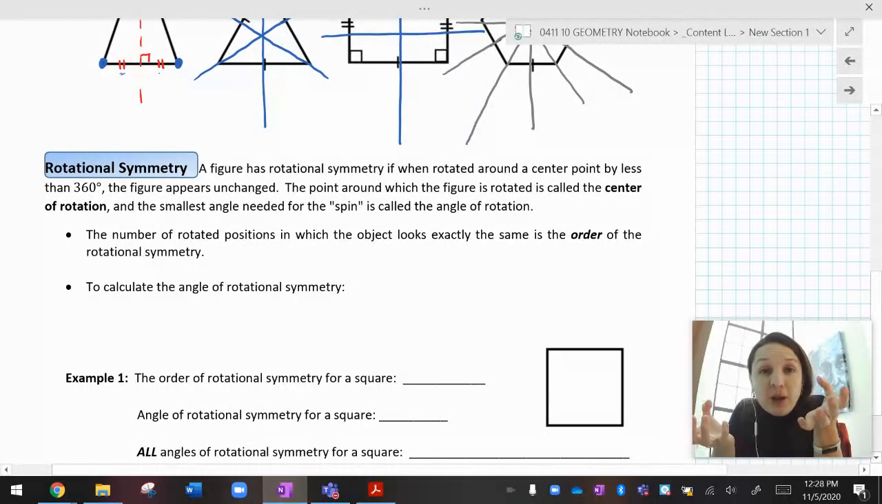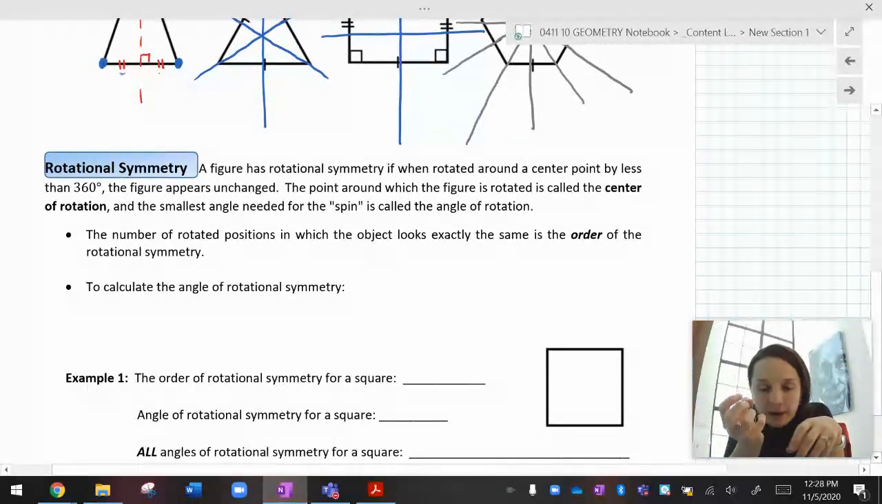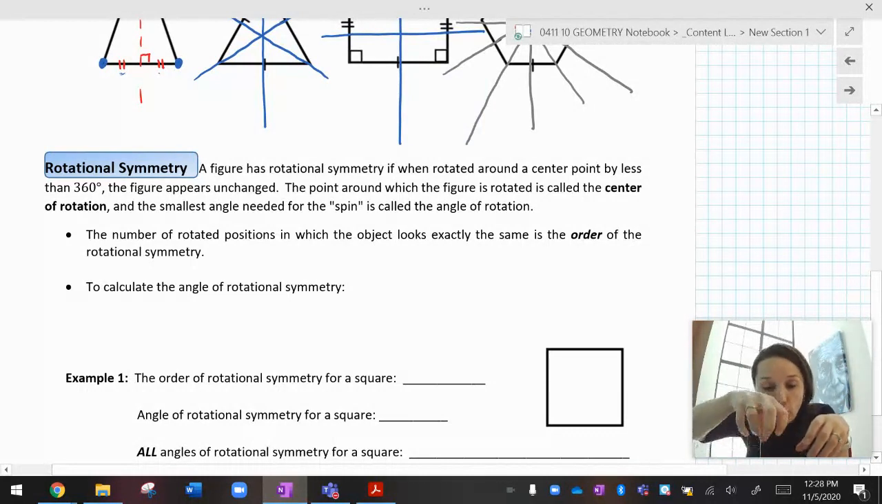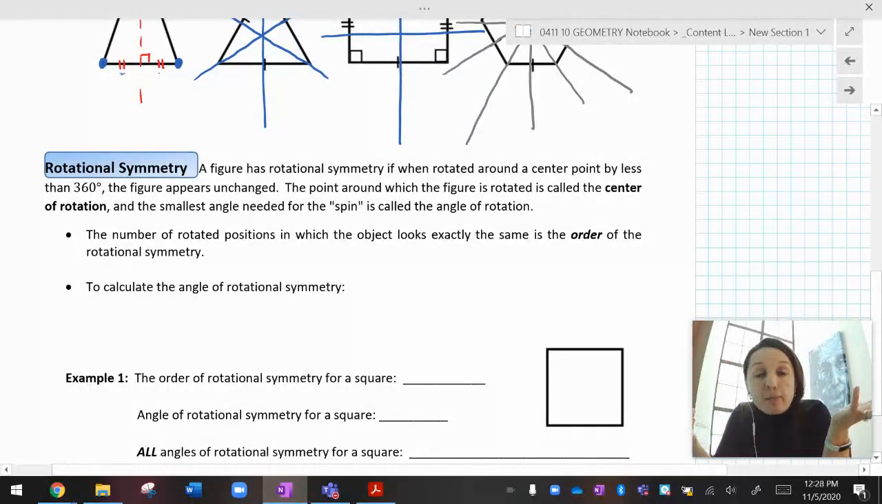Remember those shape sorter things where you have a square block and you got to put it into the hole? You could hold the square one way and drop it in the hole, or you could turn it the other way and drop it in the hole. That has rotational symmetry because you can turn it, but it still looks exactly the same.